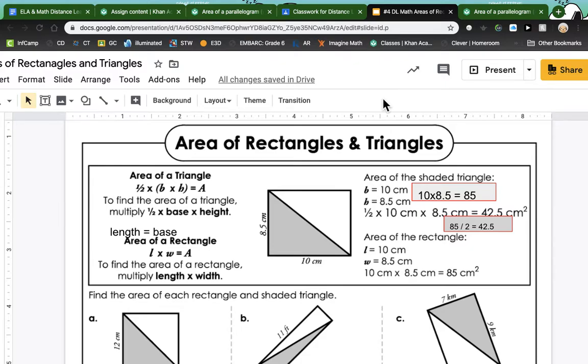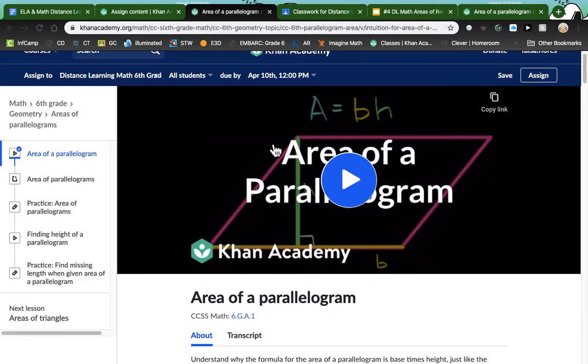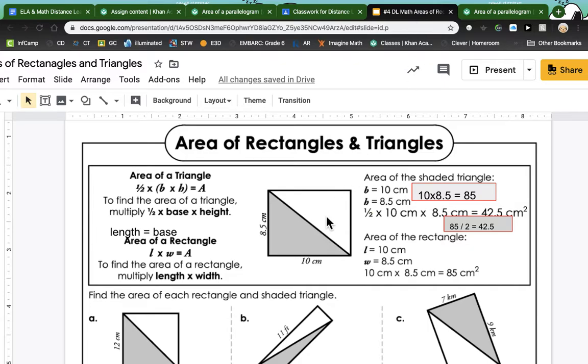You should have already watched the video on Khan Academy, and the video was about finding the area of a parallelogram. I just wanted you to watch it because it explains the relationship between triangles and rectangles. The areas of each are related to each other because, as you'll see in this worksheet today, the triangles that we're talking about are basically a rectangle that's been cut in half diagonally from corner to corner.